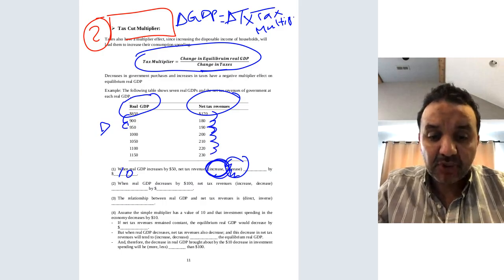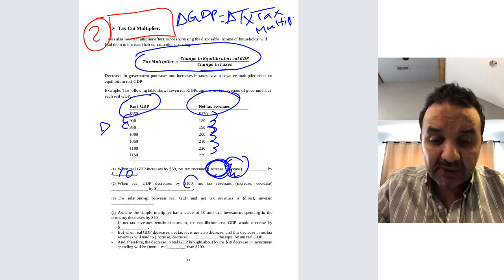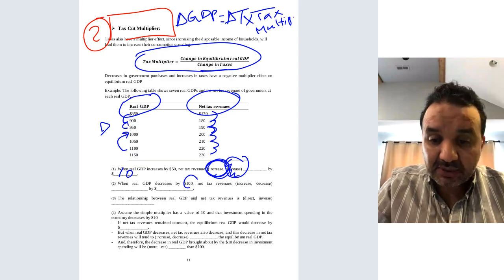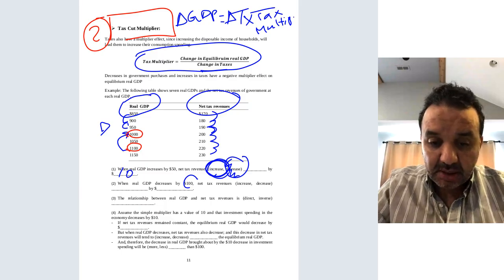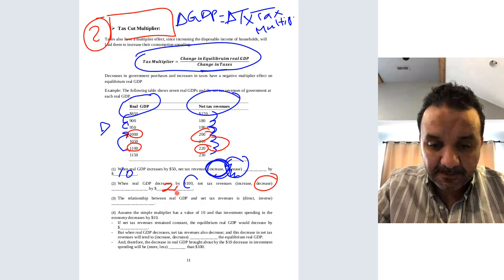Number 2, when the GDP decreased by 100, so for example from 1100 to 1000. What happens to the net tax revenue? The tax revenue is 220 and now it becomes 200. So the net tax revenue decreased by how much? By 20, right?